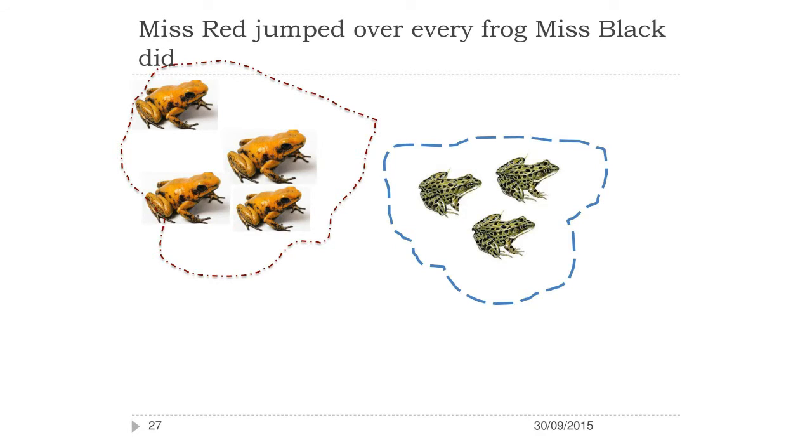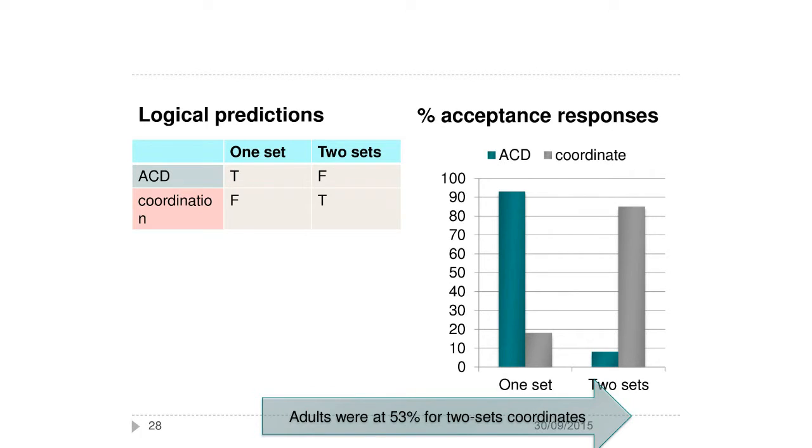So you can pin these things down. Suppose now you assign two sets of frogs to two different people. Miss Red gets these frogs and Miss Black gets this frog. And you can have a scenario in which Miss Red jumped over every frog and Miss Black did not. If you set up the scenarios that way, you basically have the opposite prediction for coordinating structures and the antecedent-contained deletion structures that have that more restricted interpretation. And even though this is a fairly obscure construction, I bet that you've never heard of it before, probably.